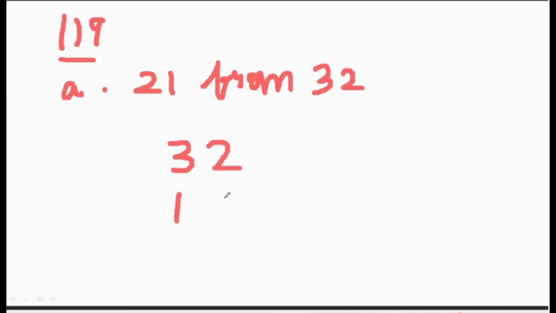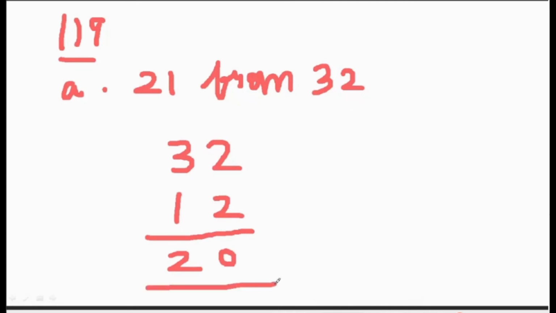So the numbers are interchanged. If you interchange the numbers, the whole sum will be wrong. So listen carefully. Instead of 21, they have written 12. So you have to strike out that and interchange and write the correct number, 21. And the answer is also wrong. Yes, if you subtract 21 from 32, your answer also will be wrong.